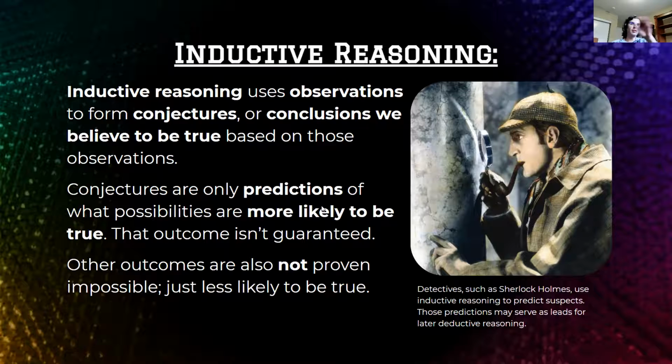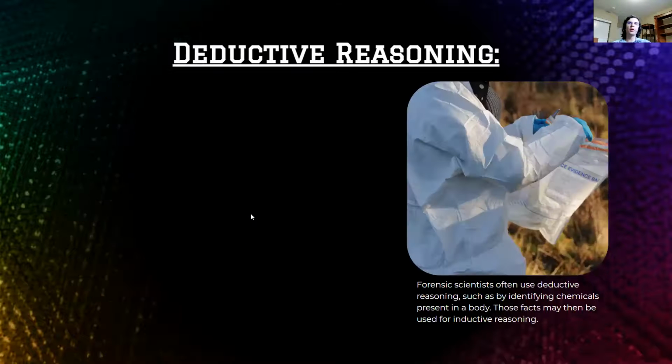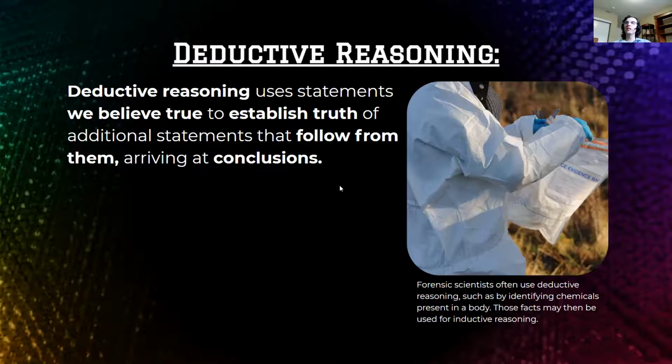That's the really new one, right? We've had a whole topic on inductive reasoning. This is all review. What about deductive reasoning? So deductive reasoning is used by forensic scientists often. They will use it to do things such as identify chemicals present in a body. That's a certain fact, right? We just know there is a chemical in this body. That fact may be used for induction later on, but just identifying that when this chemical is present, it reads off this result on a test, that's deduction. So what is deduction exactly? Well, deductive reasoning uses statements we believe true to establish the truth of additional statements that follow from them, arriving at a conclusion.